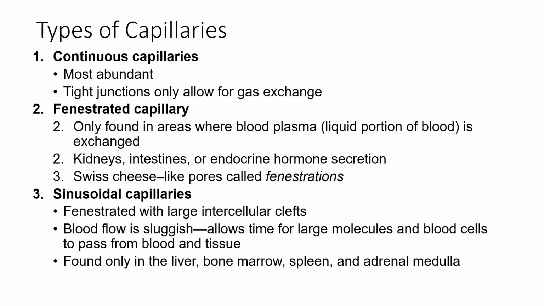So that makes sense. But the fenestrated, this is going to be found in areas where blood plasma is exchanged. So think of the great filters that we're sort of talking about, like the kidneys, for instance, which filter the blood, the intestines, and places where endocrine hormone secretion is taking place. So it looks like Swiss cheese because it has pores called fenestrations. Then you have the sinusoidal capillaries, also fenestrated, but now you're having these larger intercellular clefts where large molecules and blood cells can actually pass through. So the blood flow is going to be a little sluggish in these areas, but again found only in the liver, bone marrow, spleen, and adrenal medulla.